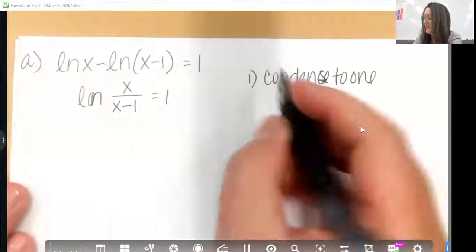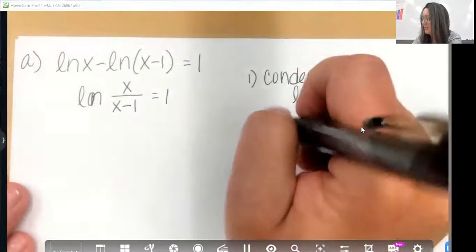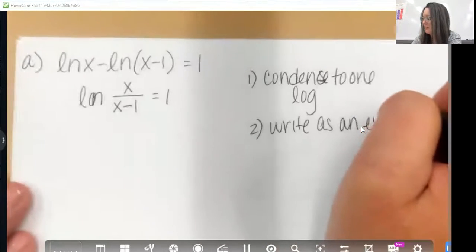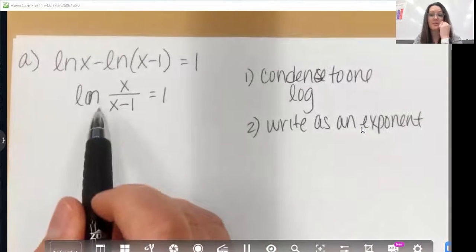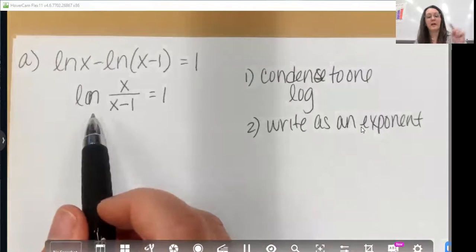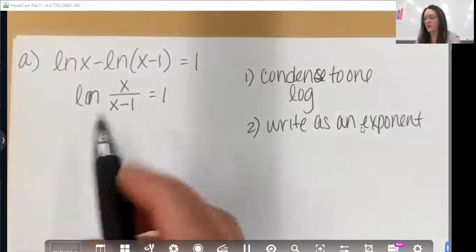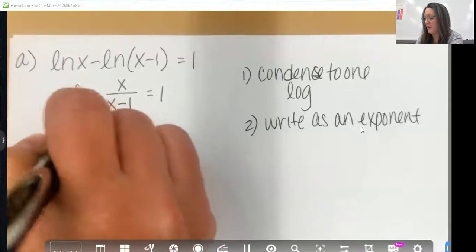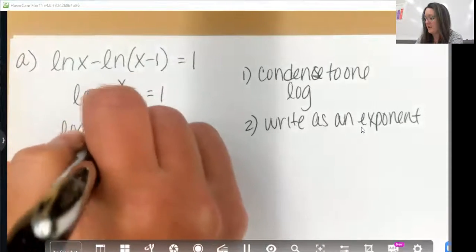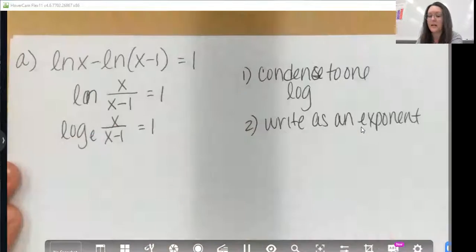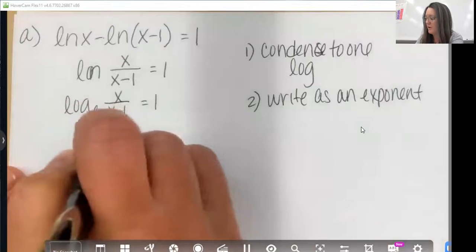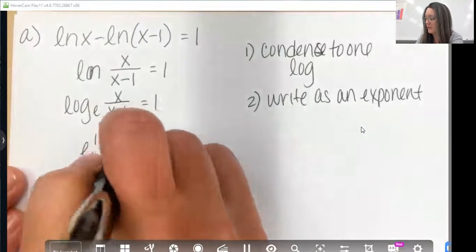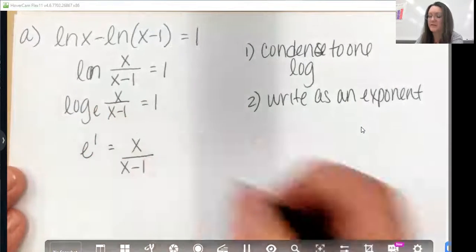Now I want to write it as an exponent. So my second step is to write as an exponent. In order to write as an exponent, I need a subscript. So I need to remember that ln, the natural log, is the same as log base e. So I'm going to write this as log base e of x divided by x minus 1 equals 1. Now I can write it as an exponent. So e to the 1 power equals x divided by x minus 1.